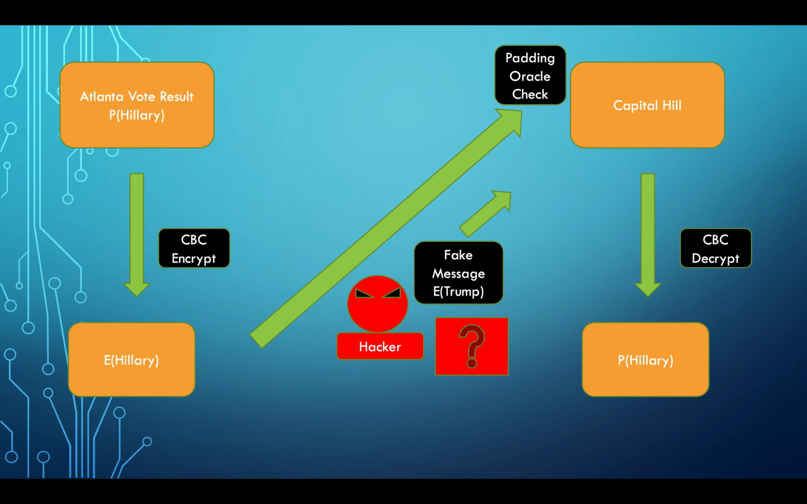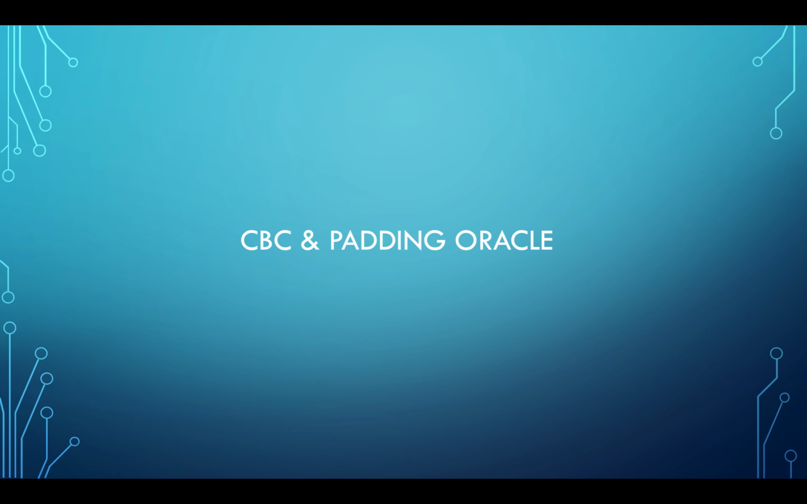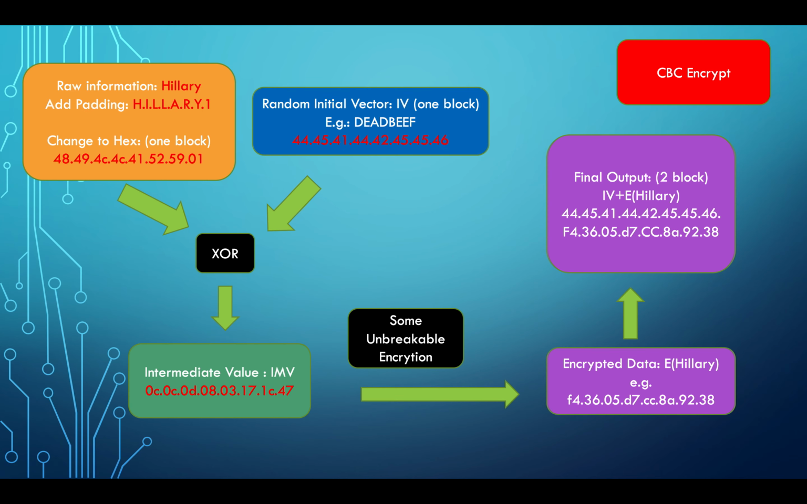In order to know how to generate a fake message, we should know how the CBC encryption and decryption system works, and what the format of the output message is. Also, we need to know what the padding oracle check is and what kind of information can pass it. First, let's see what the logic of CBC is.